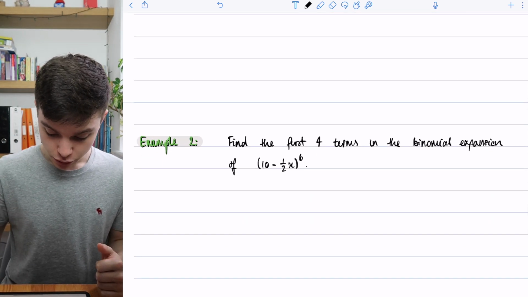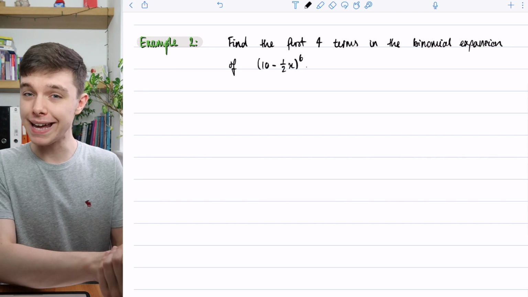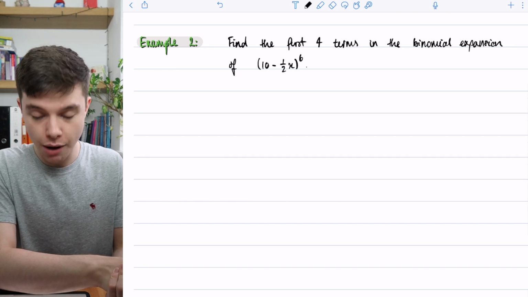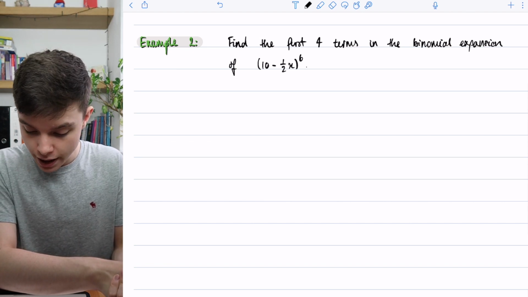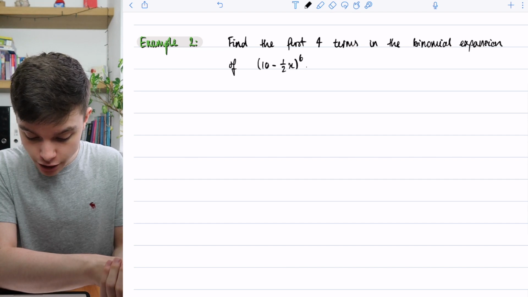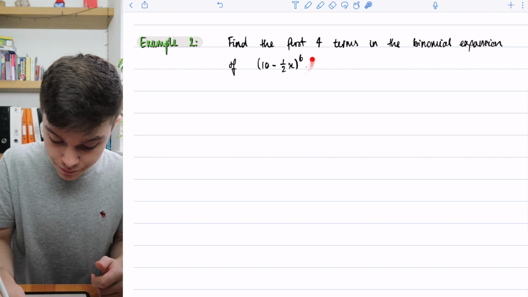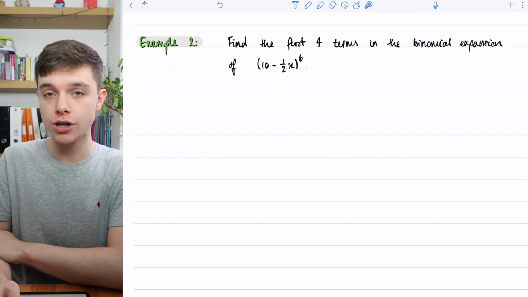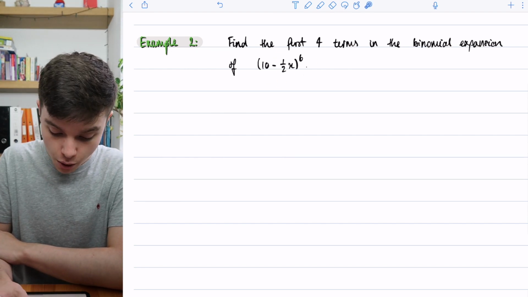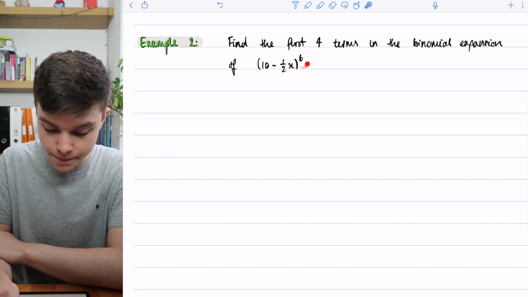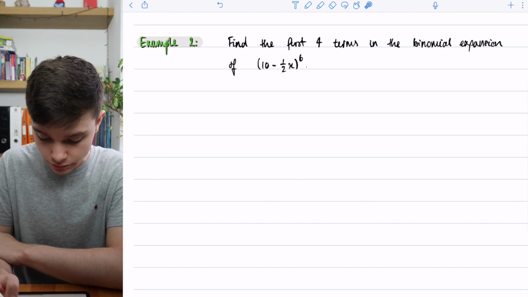Right, final example for this video. This one is a little bit easier because we're just being asked to work out the first 4 terms. And it's the first 4 terms in the binomial expansion of this bracket here. Now have a look, we've got a fraction coefficient on the x, we've got 10 minus a half x all to the power of 6.